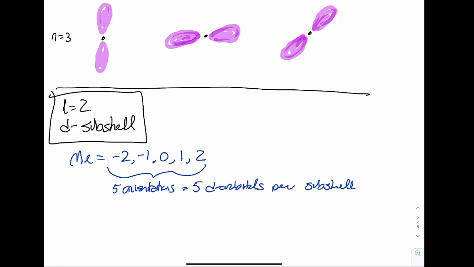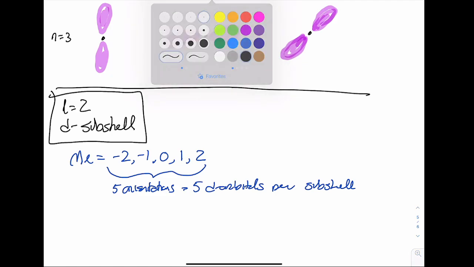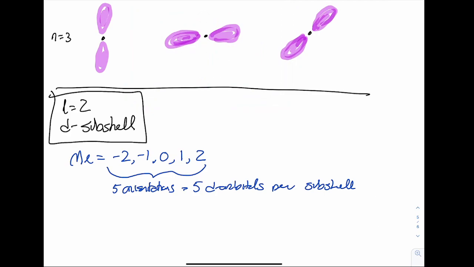So for s-shaped orbitals, when l is equal to 0, there's 1. For p-shaped orbitals, when l is equal to 1, there's 3. For our d-shaped orbitals, when l is equal to 2, I have 5 orientations. So 5 different d orbitals per subshell. I'm not going to draw all 5 of them, but if I was, there would be 5. Please, again, look these up. They are in your textbook, and they're all over the internet.